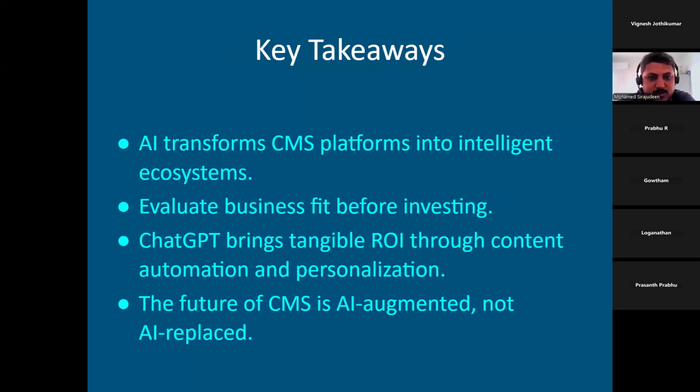I wanted to show some key takeaways as well. AI transforms CMS platforms into an intelligent ecosystem, and we need to evaluate business fit before investing. ChatGPT also brings a tangible return on investment through content automation and personalization, because we can show the initial or draft content to the customers. And this is very important: the future of CMS is AI augmented, not AI replaced. AI will not entirely replace the CMS, but it will improve it over time. That's why I put AI augmented, not AI replaced.